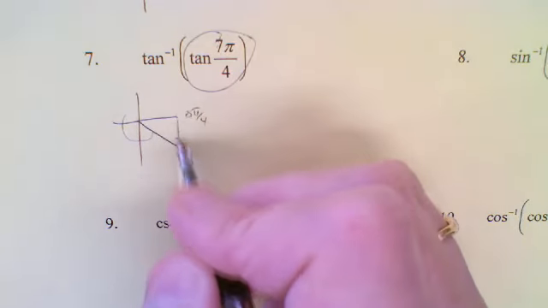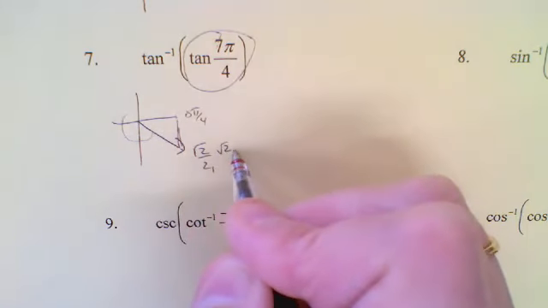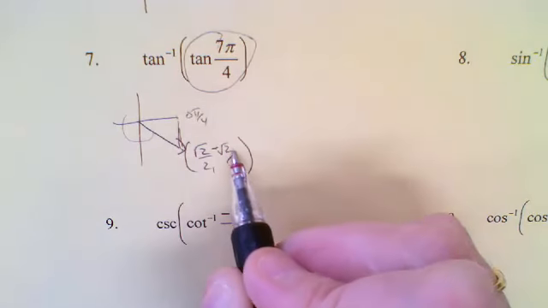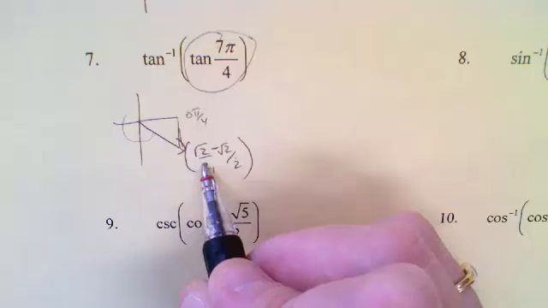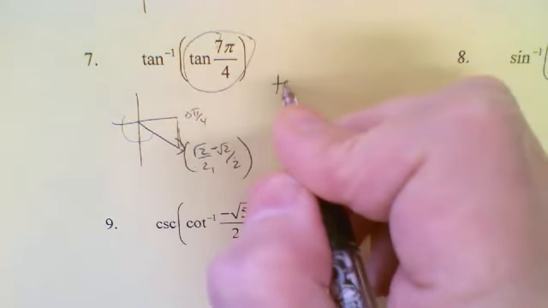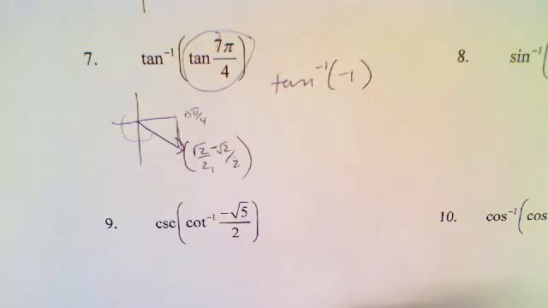The tangent of that, remember the ordered pair there is radical 2 over 2, radical 2 over 2, where the y value is negative. So tangent is y over x. Well, anything over itself is going to be 1. So the tangent of that is negative 1. So then the question becomes, what's the inverse tan of negative 1?